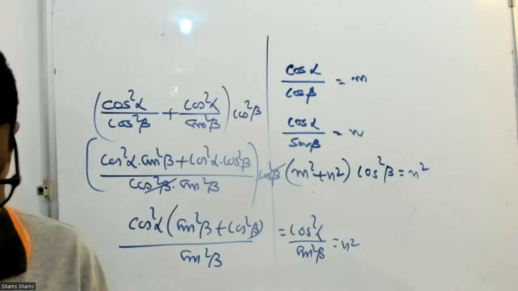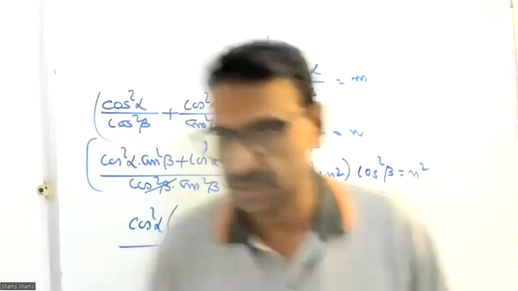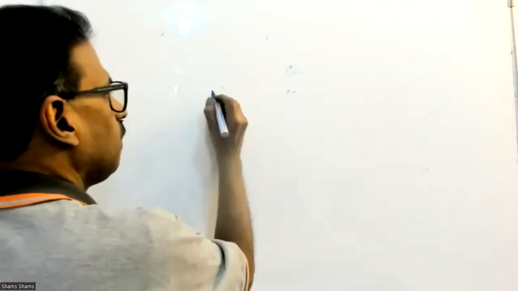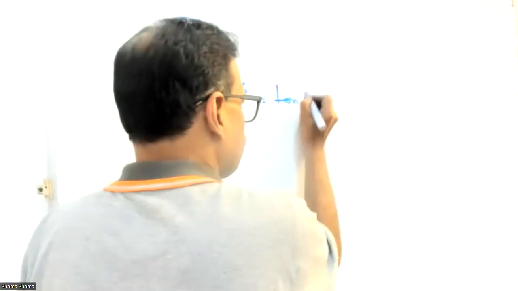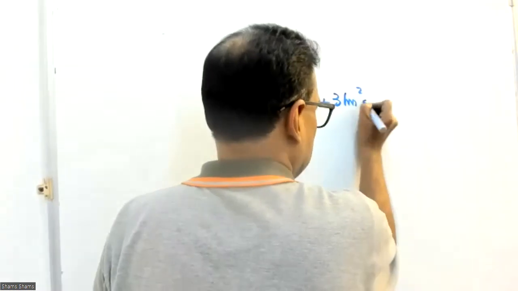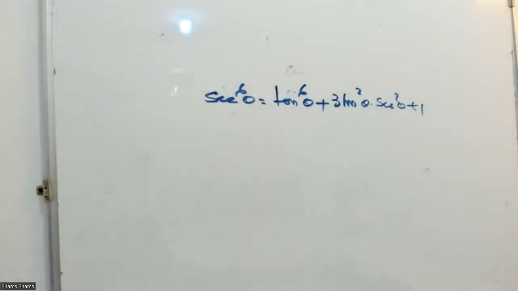The next question: sec raised to 6 theta equals tan raised to 6 theta plus 3 tan square theta sec square theta plus 1. Sec raised to 6 theta equals tan raised to 6 theta plus 3 tan square theta sec square theta plus 1.